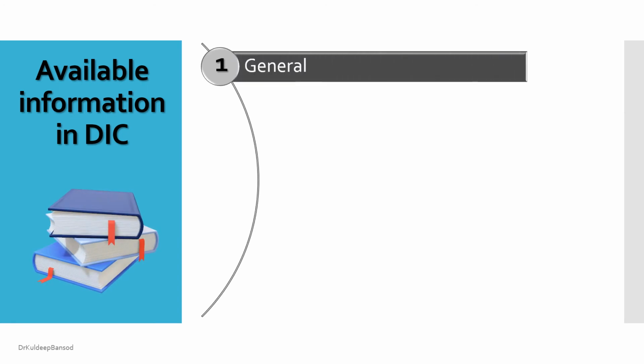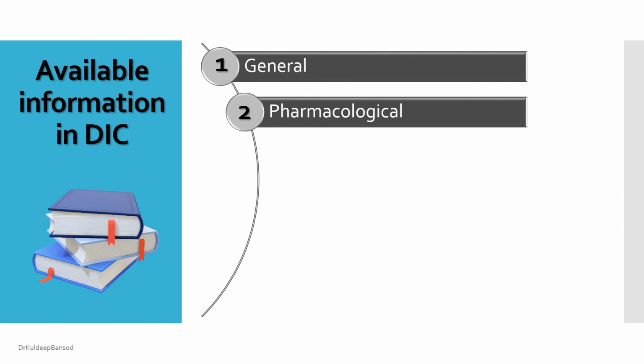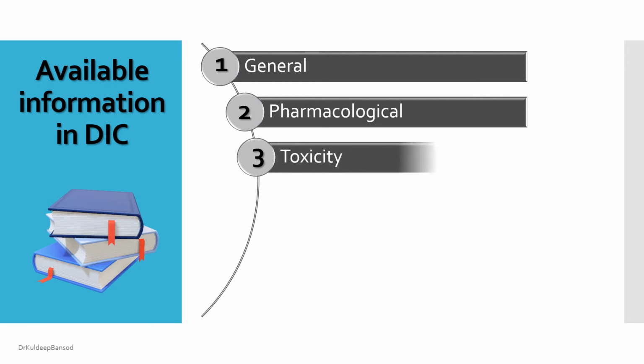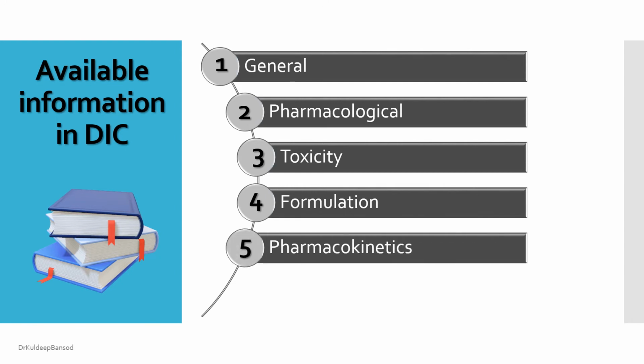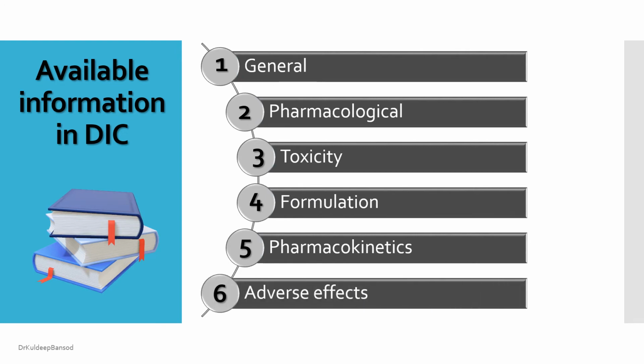Various types of information are available at drug information centers, like general information about the drugs: what is the category, how it is classified, which category the drug belongs to. Also the pharmacological information about the drugs, toxicity related issues, formulations available inside the country, pharmacokinetics of a particular dosage form or drug, and the adverse effects if they are reported, or if a drug may be prone to particular adverse effects inside a particular community. So this type of information is available inside the DIC.